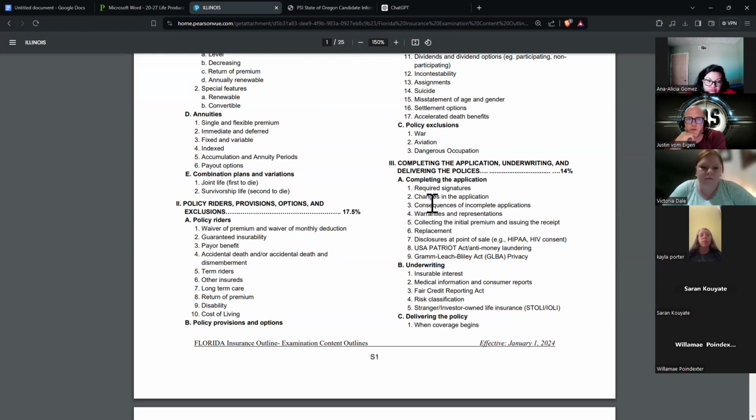Changes in the application. If there are any changes in the application, they have to be initialed. Some companies require the agent to initial it. Some companies require both the agent and the client, but at least the client has to initial it. So depending on the state, they'll have that. I think your course, do you guys remember if your course says if it's the client or the agent and the client? Pretty sure the client has to initial any change on there. That's standard. So a change in the app. Go ahead, Victoria. Okay. Yeah. So any change in the application has to be initialed.